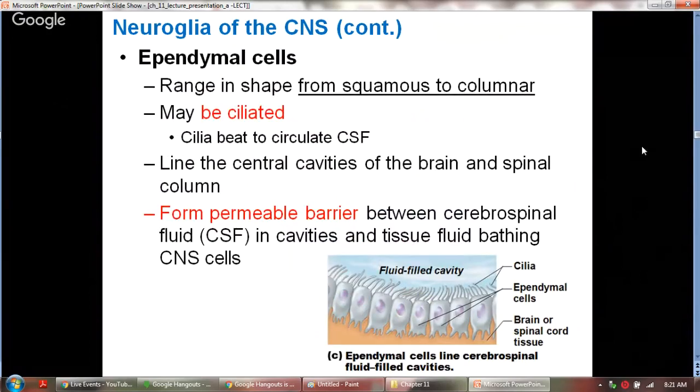The other important cell is the ependymal cells. They can range in shape from squamous to columnar, and they could be ciliated. The cilia beat to circulate the cerebrospinal fluid. They line the central cavities of the brain and the spinal column, and they do an important function because they form a permeable barrier between the cerebrospinal fluid in cavities and tissue fluid bathing the central nervous system cells. As you can see in this figure, they're composed of the cilia.